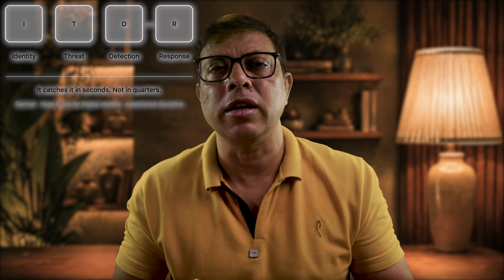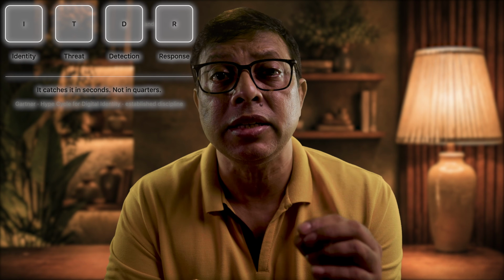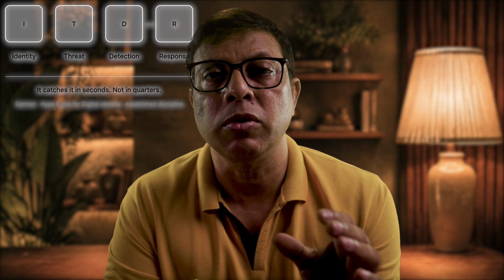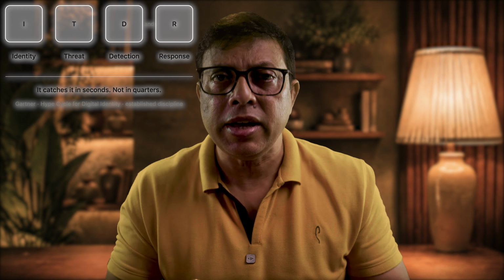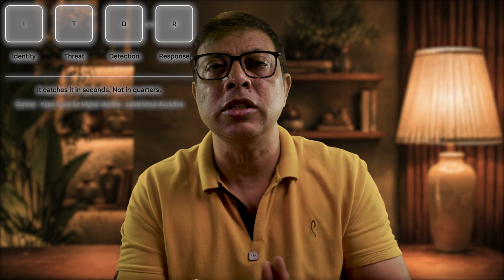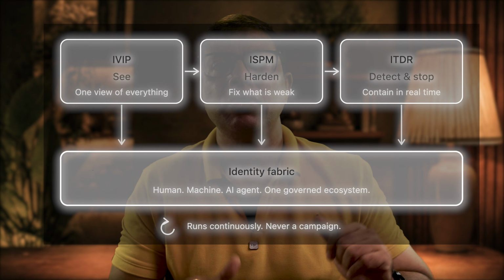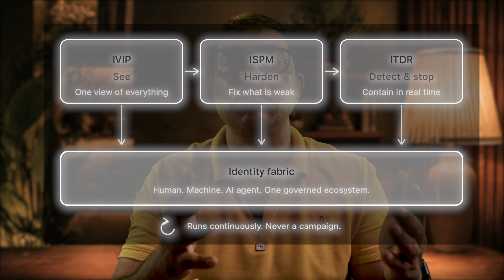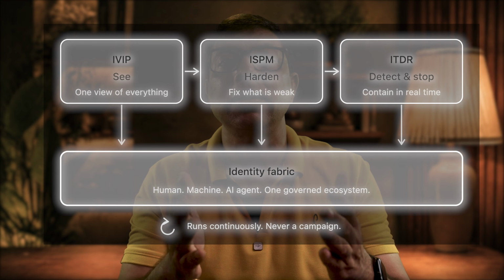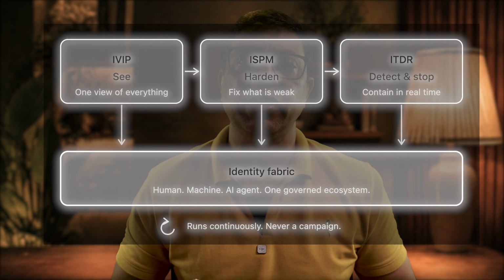You have all heard the phrase, never trust, always verify. For 20 years, that meant check the human at the door once. Now it means verify every identity, human or machine, every time it does anything. Continuously, automatically, forever. Now let me bring the three layers together because individually each one is useful. Together they are something genuinely new.